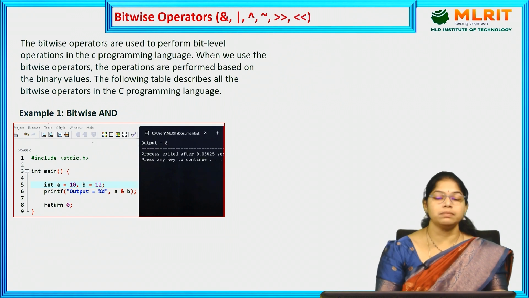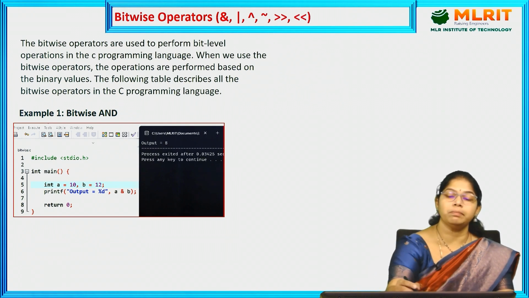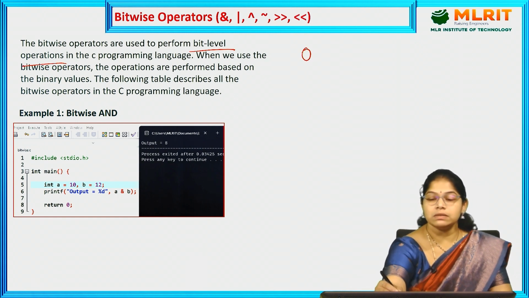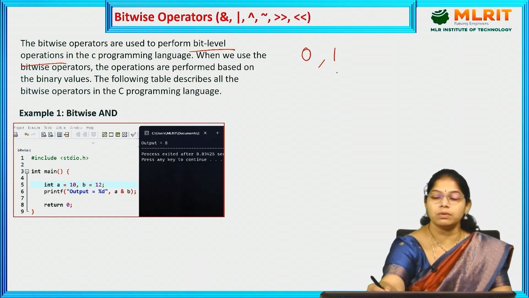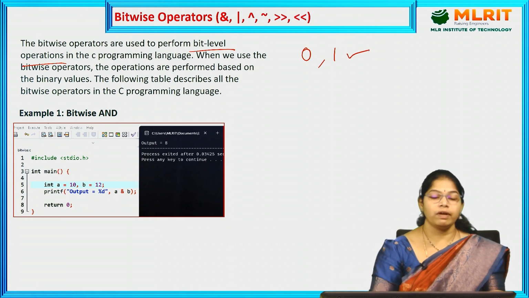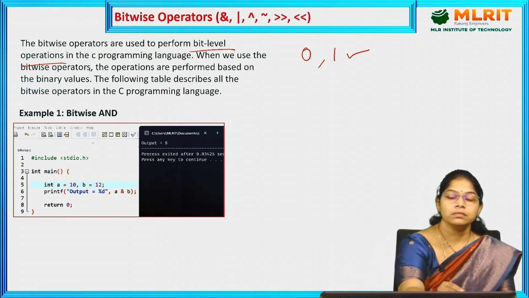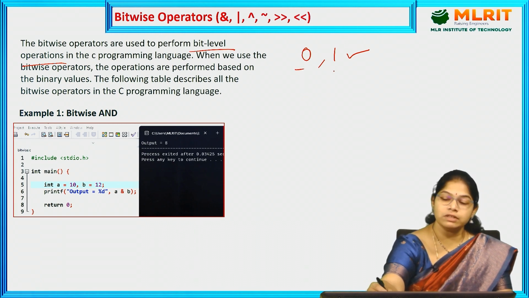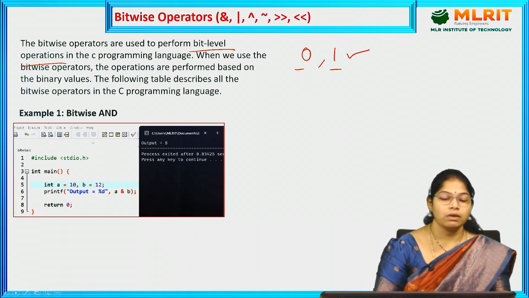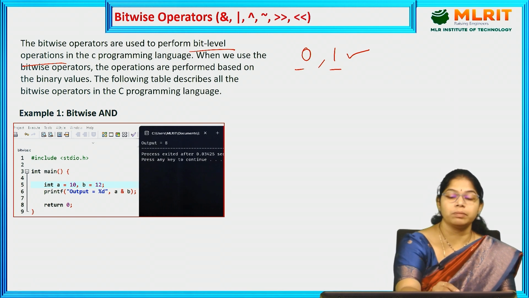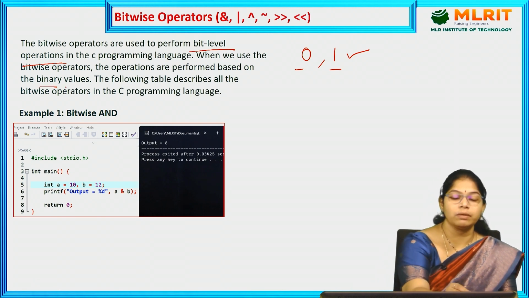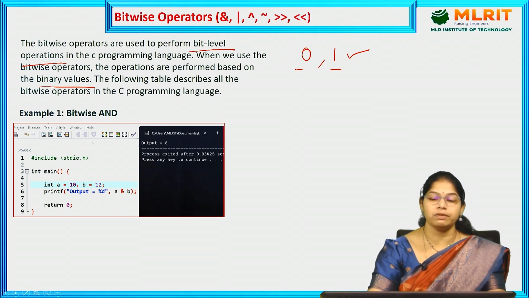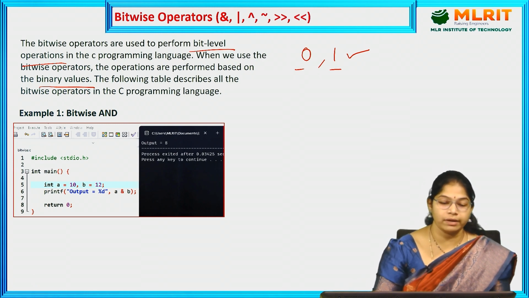Bitwise operators. Bitwise operators are used to perform bit level operations. Bit level operations means 0 and 1. We will perform these operations on these two values, because the C programming language converts everything into zeros and ones. When we use bitwise operators, the operations are performed based on the binary values. These two are the binary values on which we are going to perform bitwise operators.